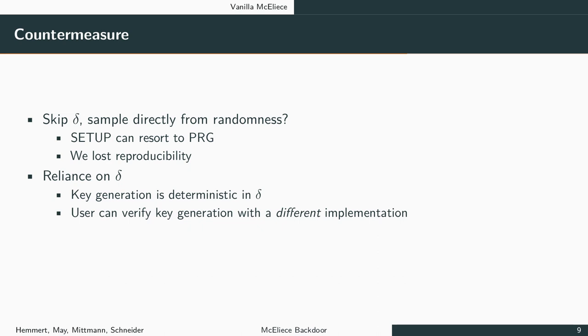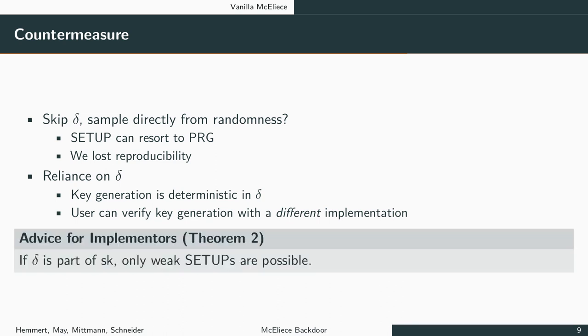And this idea is summarized in Theorem 2 and is an important advice for every implementer. The seed delta has to be part of the secret key. This ensures that only weak setups are possible, which can again be detected by the legitimate user.